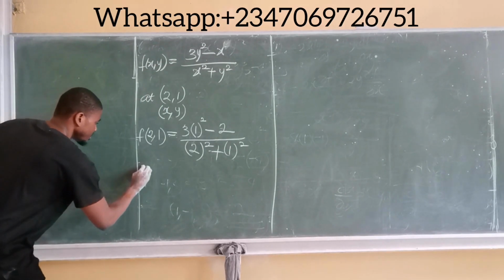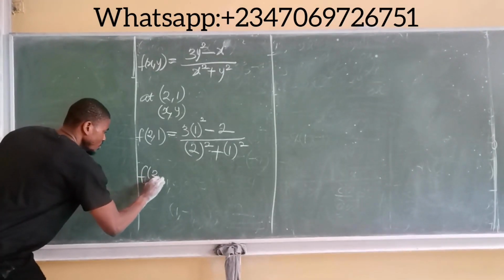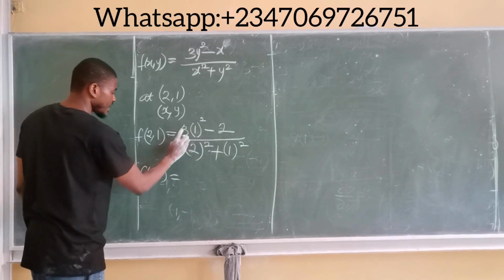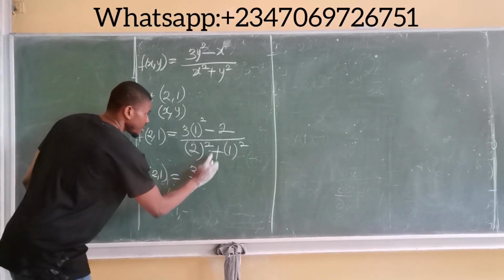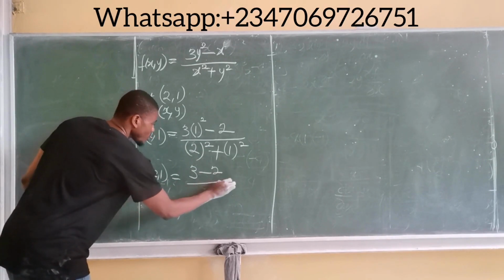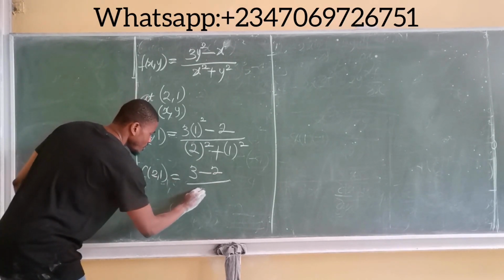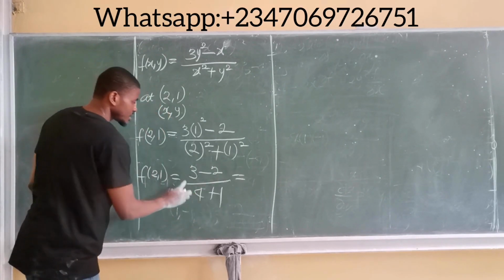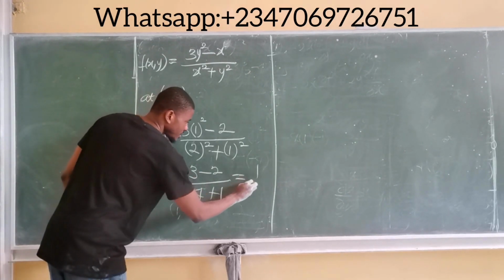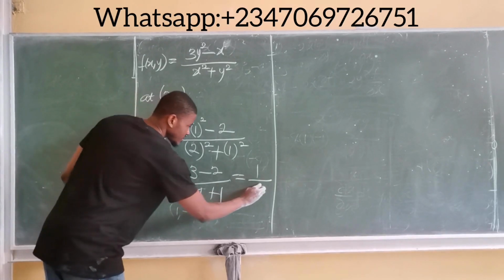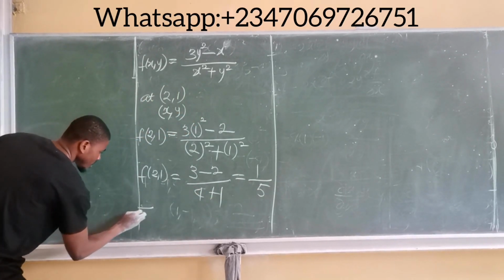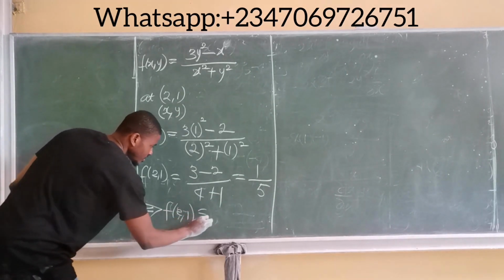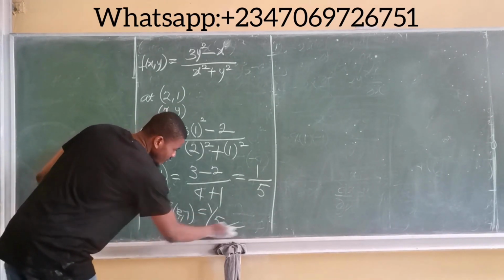So that simply means f(2, 1) is now equal to 1 squared here is 1, times 3 still remains 3, minus, I bring down 2, all over 2 squared here is 4 plus 1 squared here remains 1. So this is actually 3 minus 2 is simply 1, all over 4 plus 1 is 5. So the function at that given point, f(2, 1), is simply equal to 1 over 5.